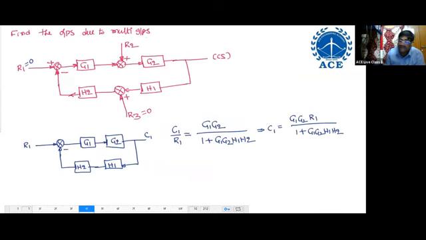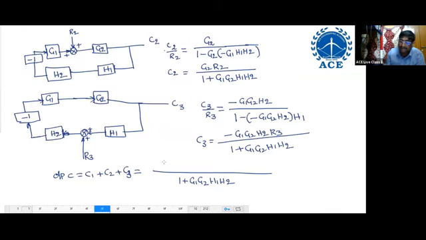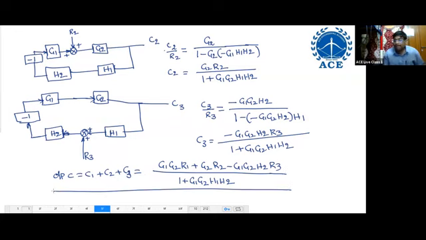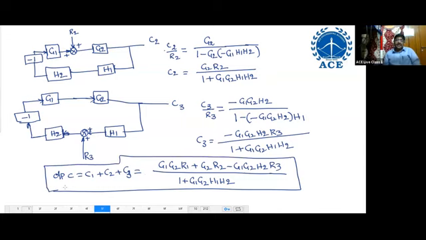So what is the numerator term? First numerator G1, G2, R1, plus G2, R2, minus G1, G2, H2, R3. That's all. So this is the output finally. As the denominator is the same, numerators are added. Okay? Like this.